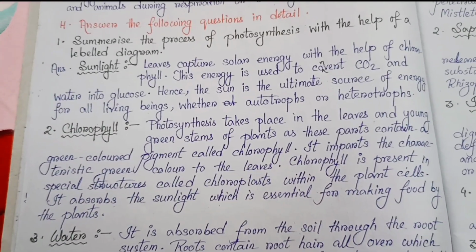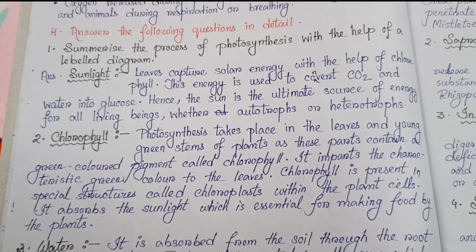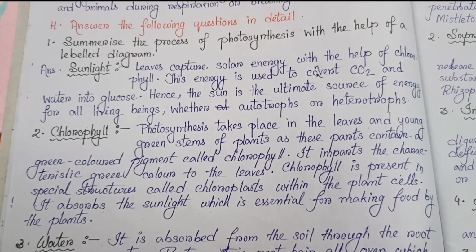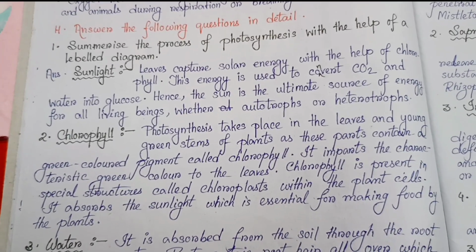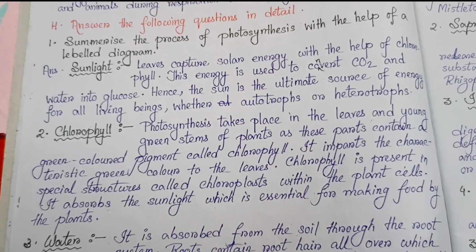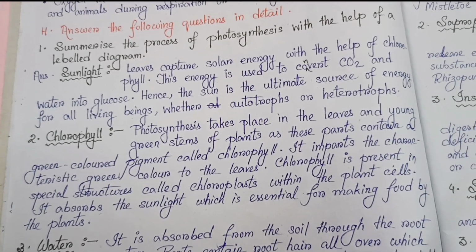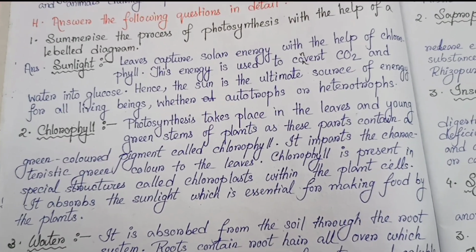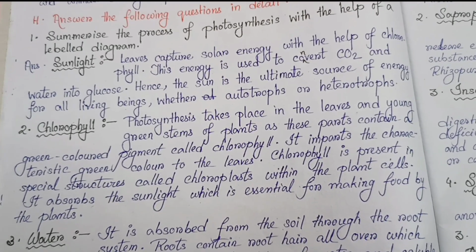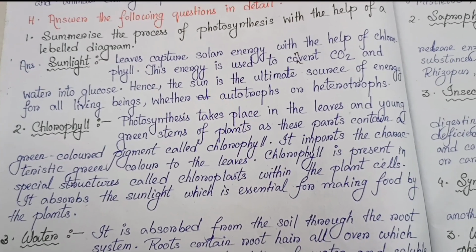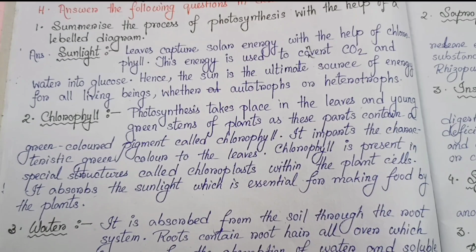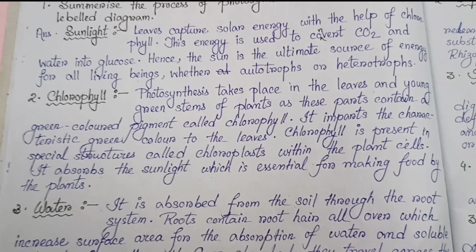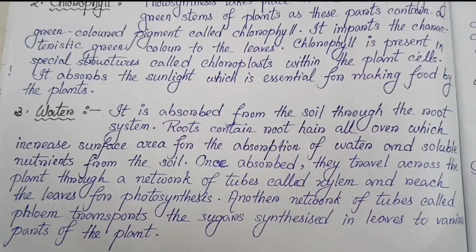Number 2, chlorophyll. Photosynthesis takes place in the leaves and young green stems of plants as these parts contain a green colored pigment called chlorophyll. It imparts the characteristic green color to the leaves. Chlorophyll is present in special structures called chloroplasts within the plant cells. It absorbs the sunlight, which is essential for making food by the plants. Water.